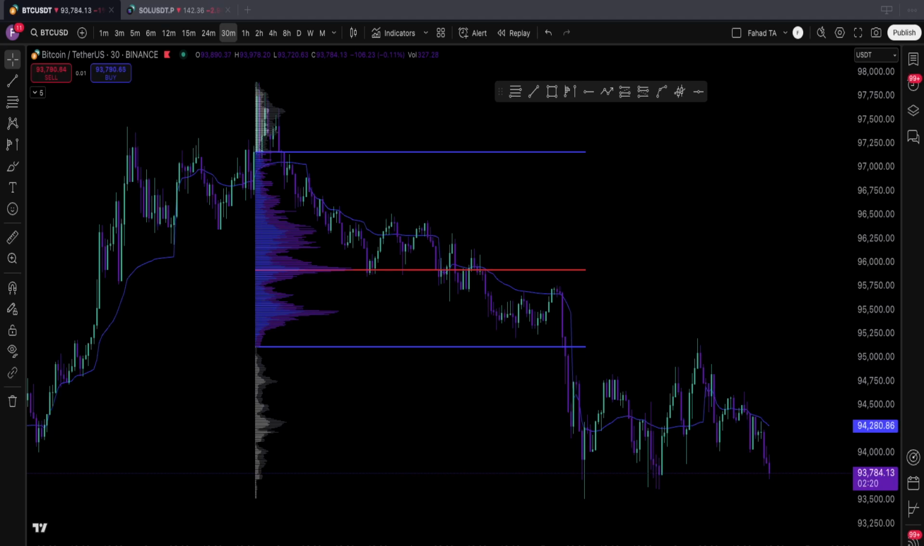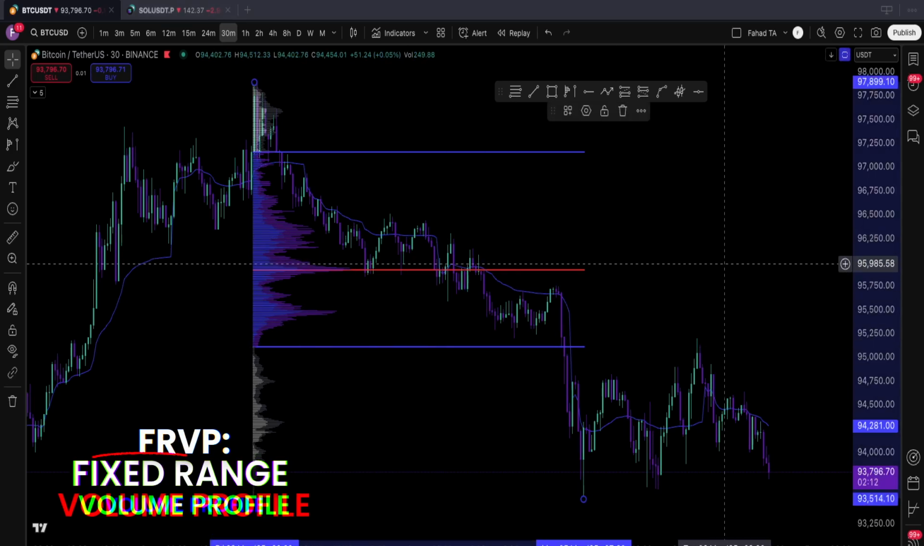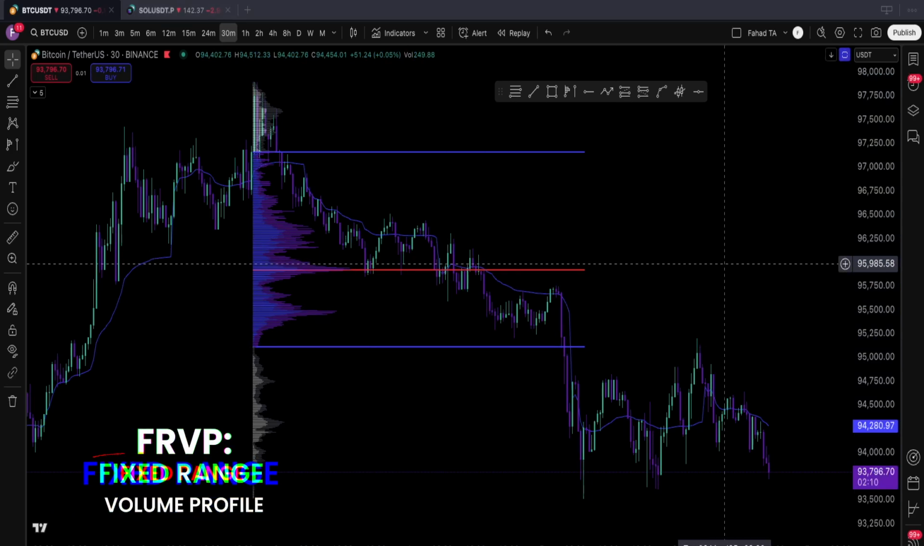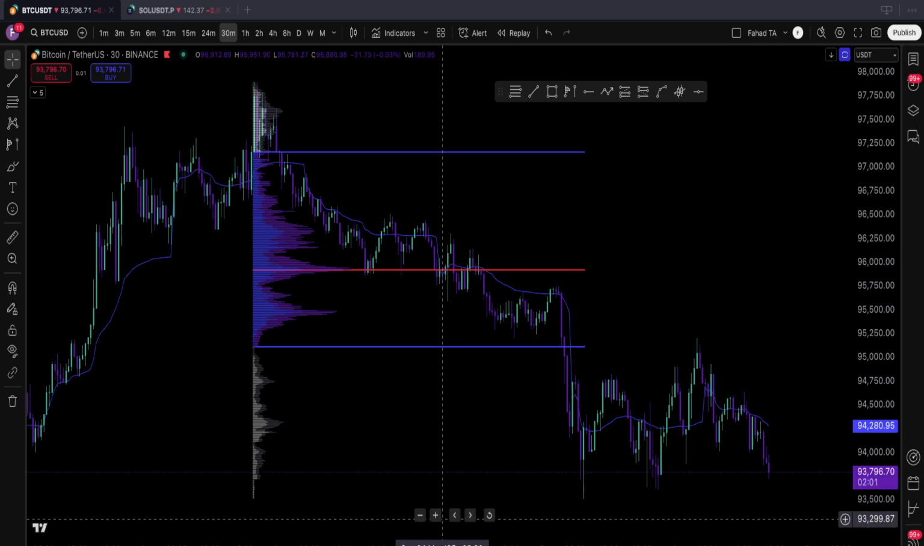We've been talking about this for a very long time. Even on our live streams, we have been using this a lot. The tool that you see on your chart is called FRVP, fixed range volume profile. This is a tool which helps you to understand a lot about the volume on your charts rather than using those old school volume indicators which used to be on the bottom.